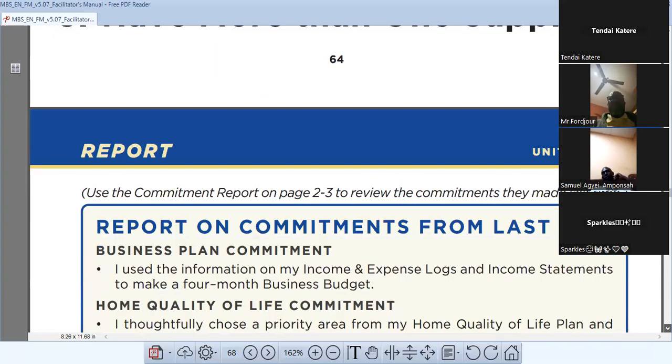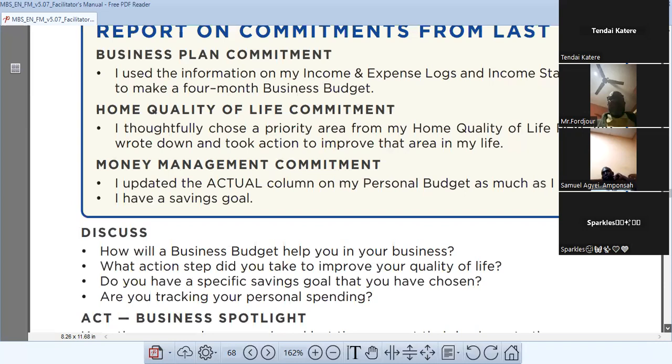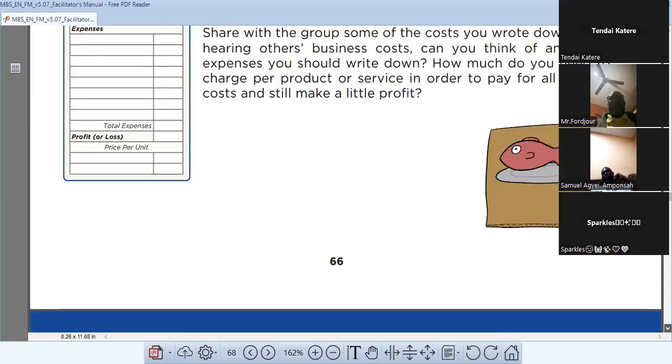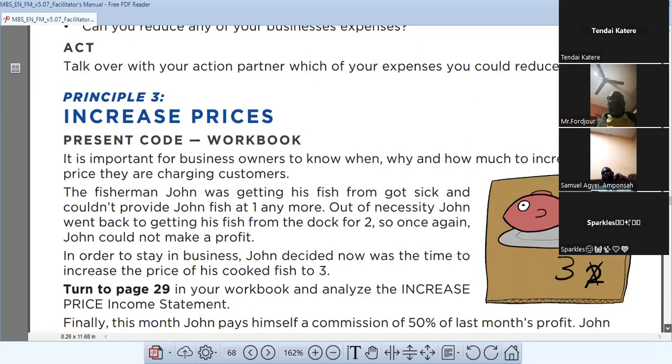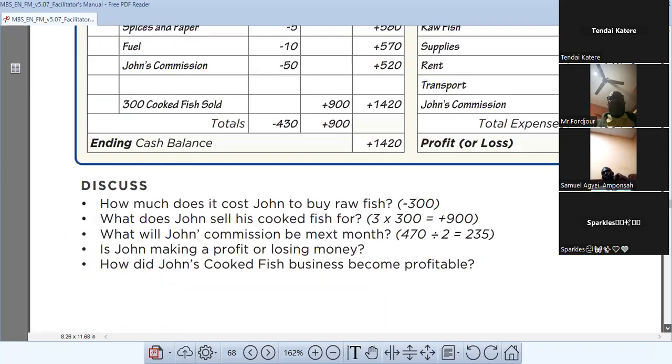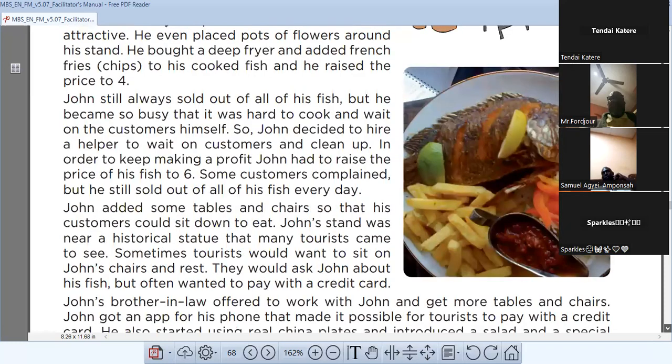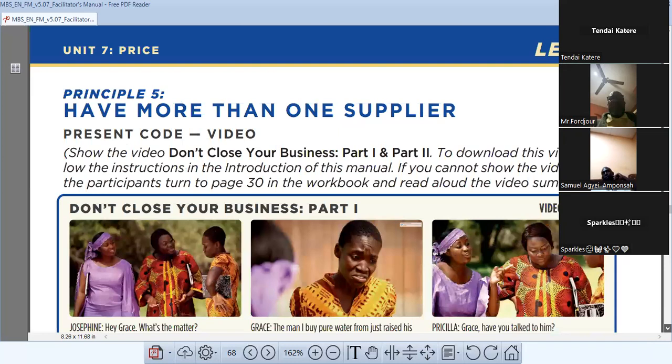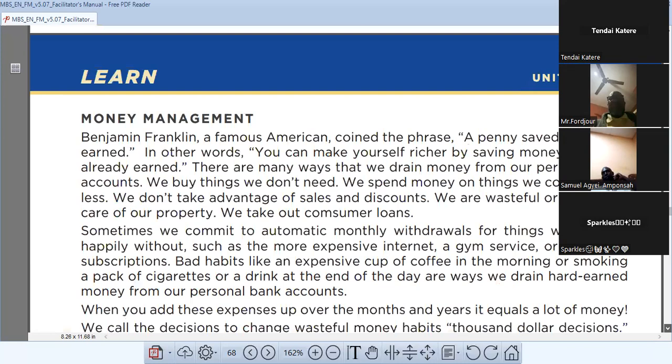And the last thing we looked at is the need for you to have more than one supplier. We said it's very important, because if you are relying on one supplier, and that supplier dies or runs out of business, then your business will also be lost. So you really need to make sure that you've got more than one supplier who will supply you with the goods and the services that you need.